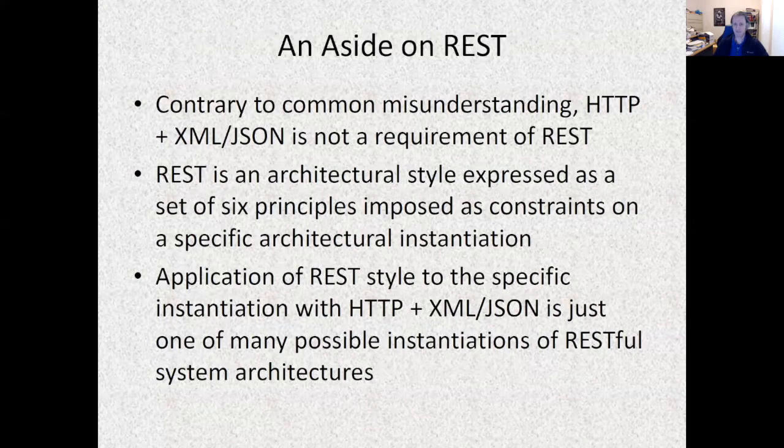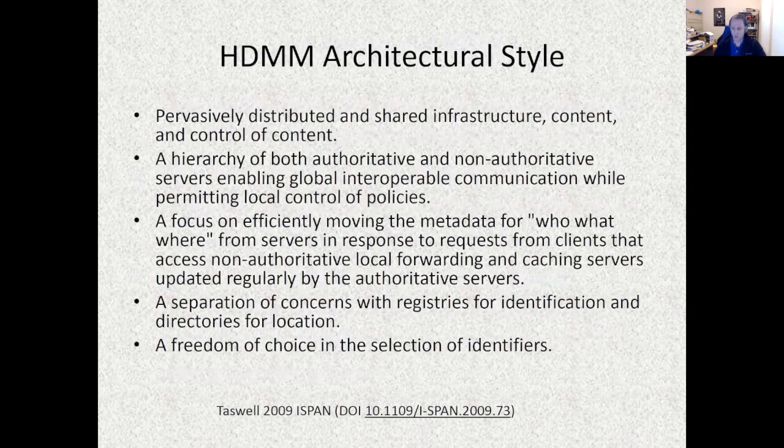As a brief aside on REST, because this is a common misunderstanding: HTTP, protocol, XML, and JSON are actually not a requirement of REST. That's a very common instantiation, but it's not technically a requirement of the REST architectural style. So what is the HDMM architectural style?